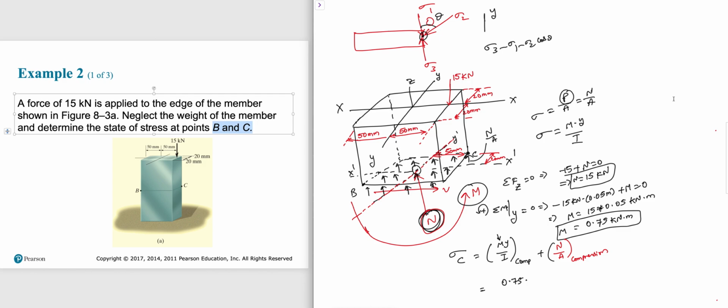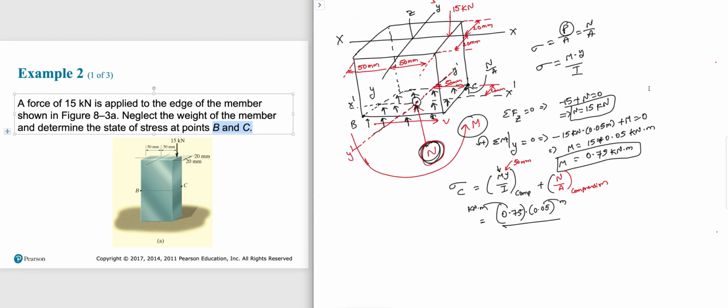You have to take 50 millimeter because we are considering the moment, and the moment is acting with respect to the y axis. So we have to take the point C with respect to the y axis, and it is 50 millimeter. That means Y is 50 millimeter, by the way. That means I'm going to write it as 0.05. And by the way, this is kilonewton meter, and this is in meter, over I. Again, it's a test of your understanding. B h cube over 12. What is B? Remember always B h cube over 12.